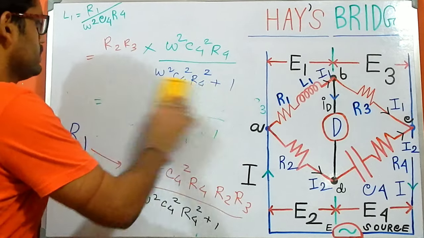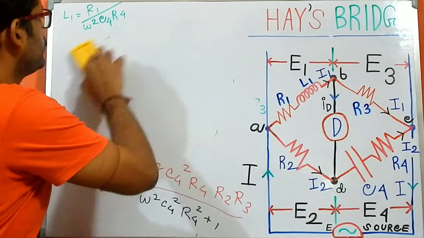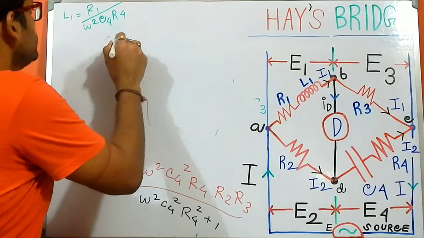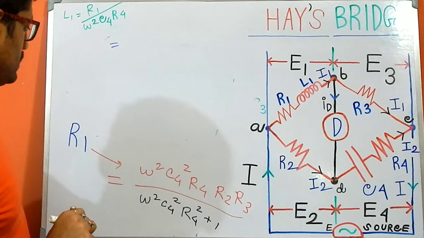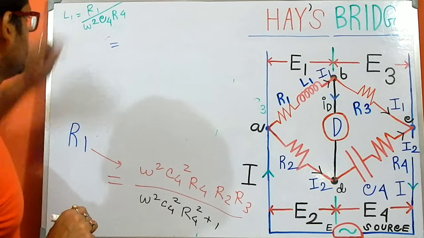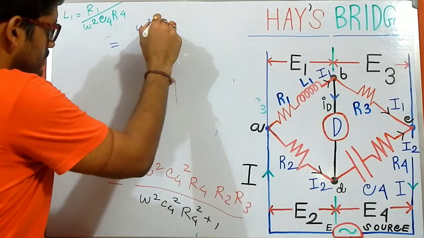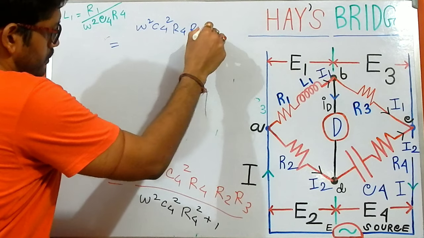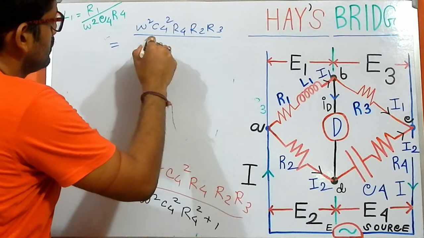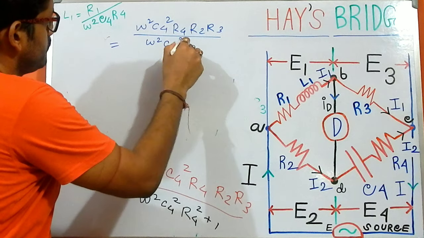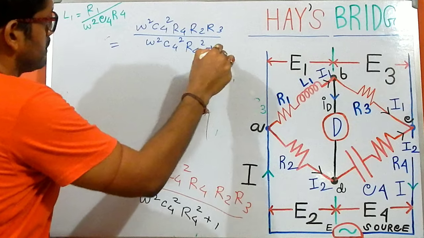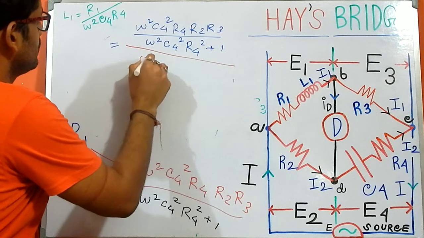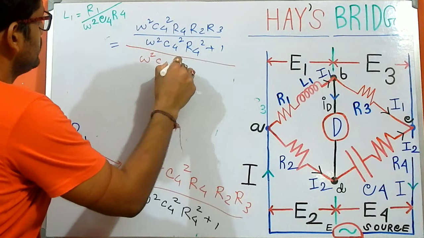so just erase this portion, and I would like to put this R1 value over here. That will finally give us the expression of L1. So in this equation, this one is our expression of L1. So if I put the expression of R1 in this equation, what have we got? I have got omega square C4 square R4 R2 R3 divided by omega square C4 square R4 square plus 1, which is our expression of R1, and this divided by the rest of the expression, which is omega square C4 R4.